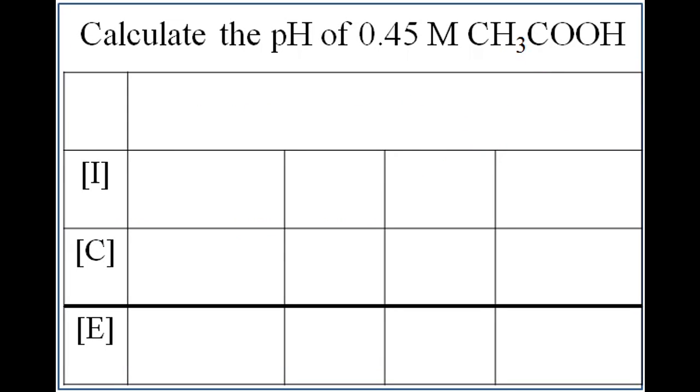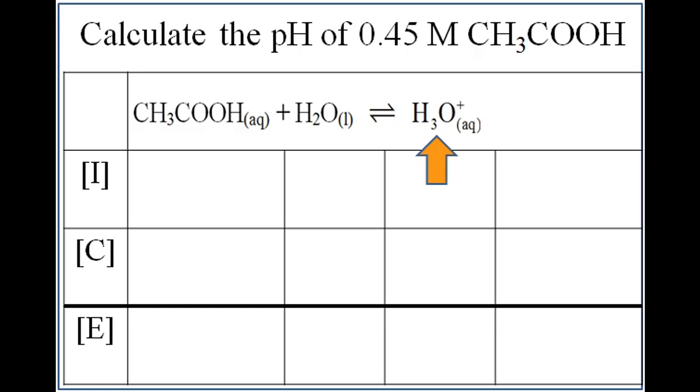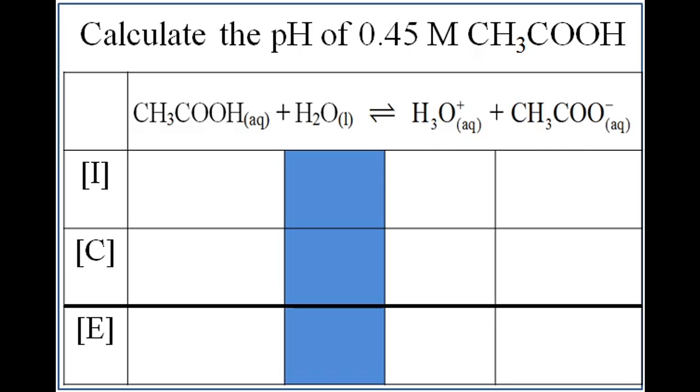Here's an ICE table. Remember, I stands for the initial concentrations, C, the change in concentrations as the system approaches equilibrium, and E stands for the equilibrium concentrations. We write the equilibrium equation for the weak acid CH3COOH ionizing in water. Since the acid is weak, we write a double equilibrium arrow. It forms the hydronium ion and the ethanoate or acetate ion. We don't enter anything for the water.